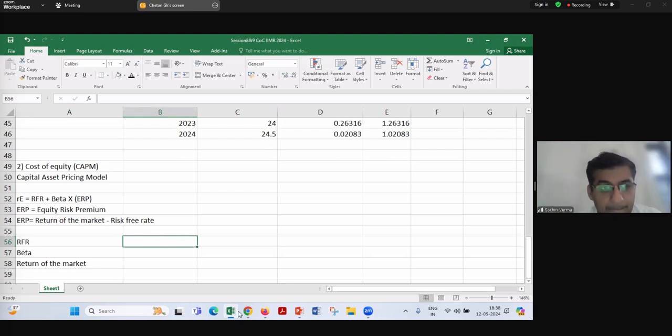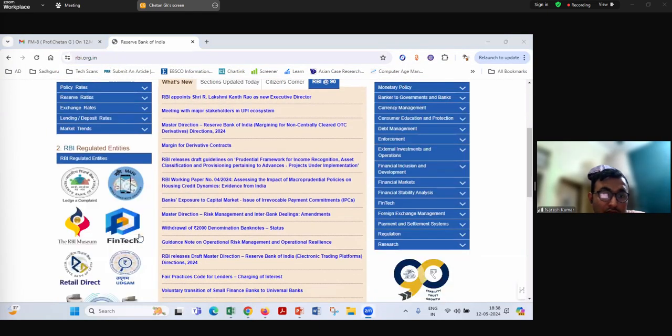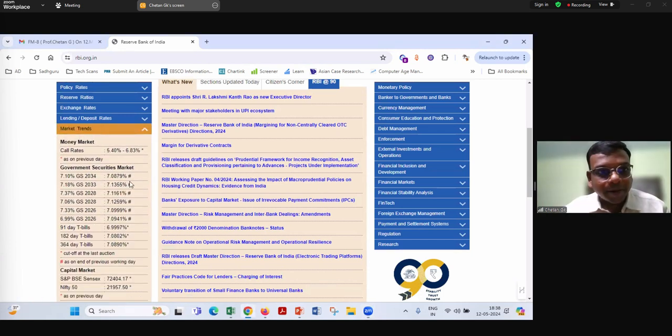Yes. Okay, so let us go now to the RBI website again, the same RBI website. You can see market trends here. There is a 91-day treasury bill at 6.99. 182 days, 364 days. And also you have the 10-year yield of the government bond. And you have the 2-year yield because it is going to mature in 2026. Now we are standing in 2024, so it is a 2-year government bond.